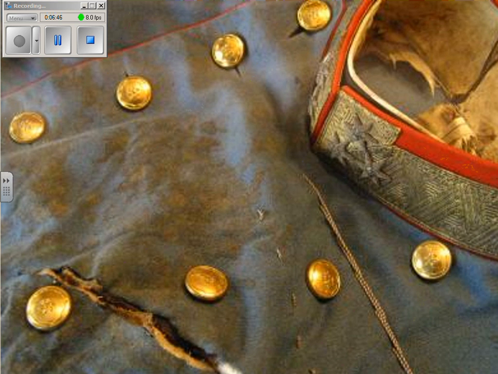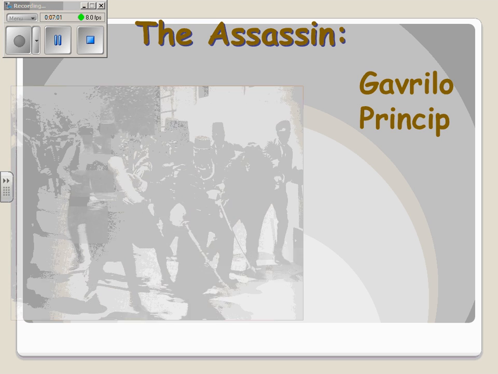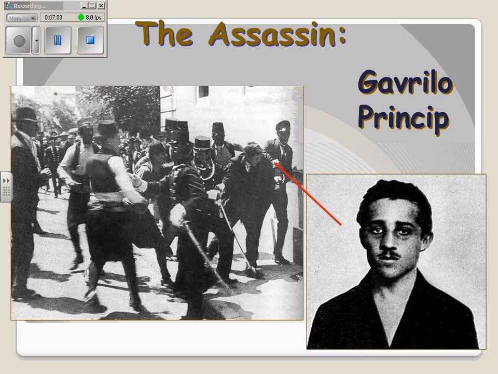And here is a photograph of the Archduke's shirt. You can see he was shot in the chest almost at point-blank range. And that is a colorized version of the shirt still on display in a museum. And here is the pistol that killed the Archduke and his wife. And there is the assassin, Princip, taken into custody immediately following the assassination.